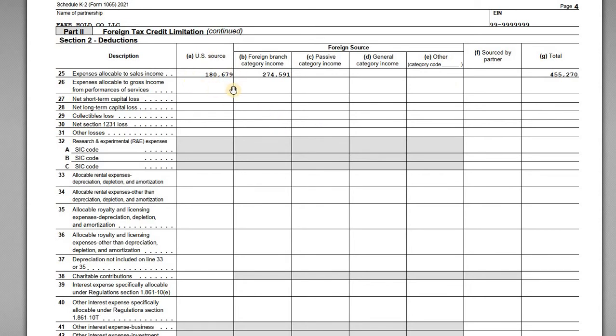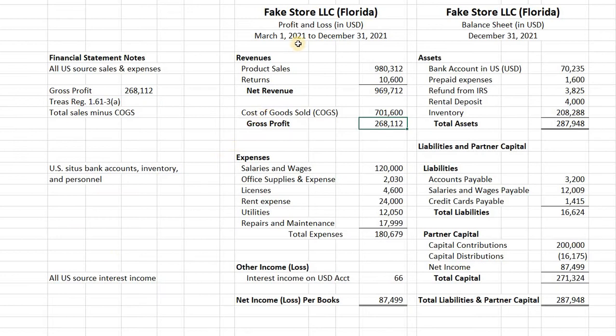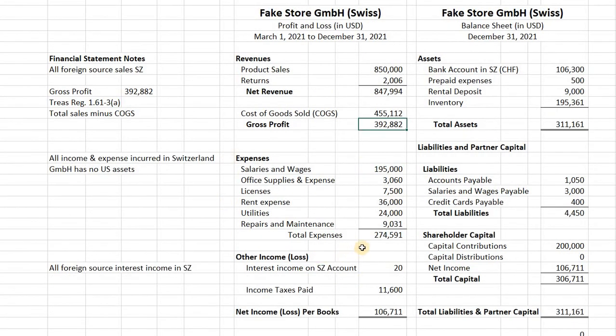The U.S. source expenses, $180,679. If we go look at the financial statements for the Florida LLC, we can see there, $180,679. So that's the total amount of expenses that's being allocated to the U.S. source gross income. And then if we look at the Swiss expenses, we've got $274,591. That's being allocated to the Swiss company.